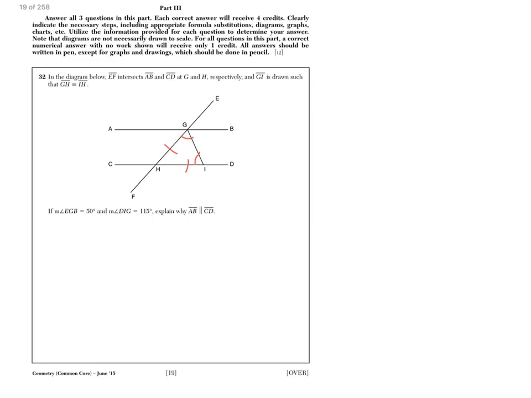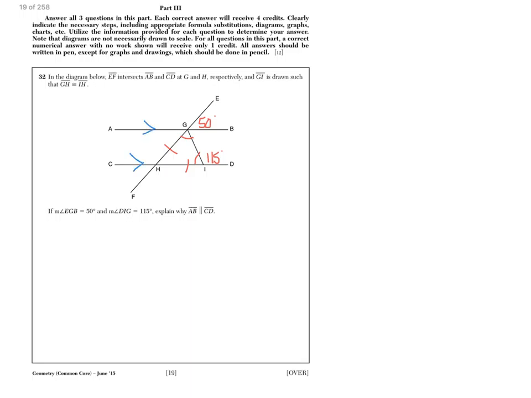If the measure of angle EGB is 50 degrees, and the measure of angle DIG is 115 degrees, explain why AB is parallel to CD. So we want to tell why AB is parallel to CD.